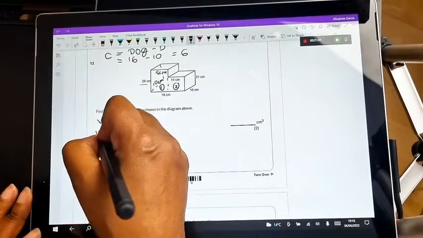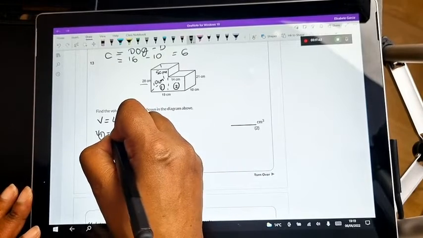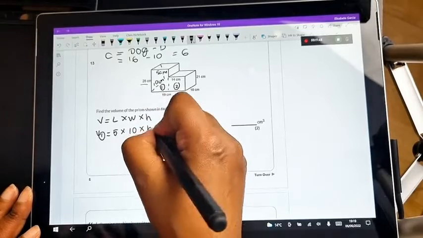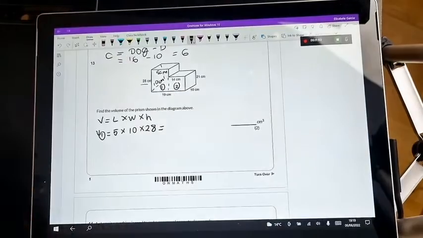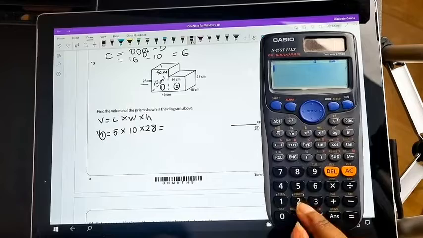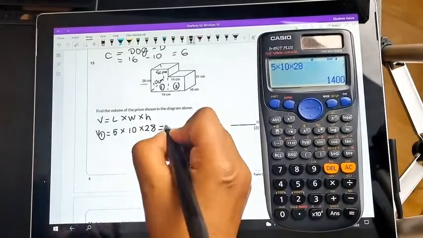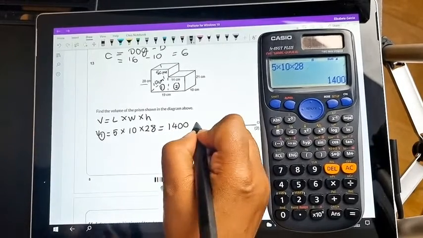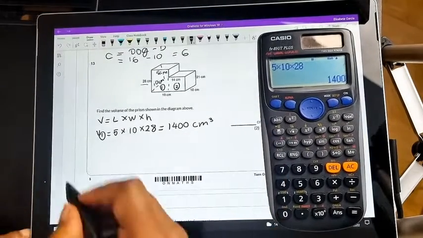So volume of shape 1 is equal to length times width times height, which is equal to 28. Plot that on the calculator, guys. Don't be heroes. And this is cubed, remember. So 5 times 10 times 28. So we have 1400 centimeters cubed. Now we're going to do shape 2.